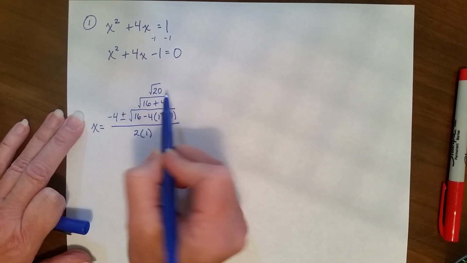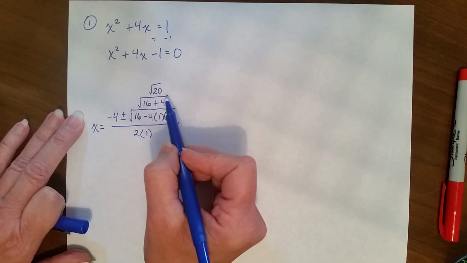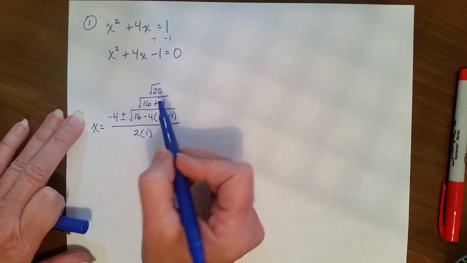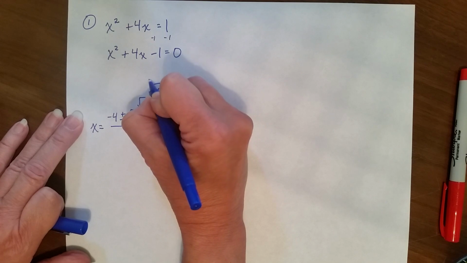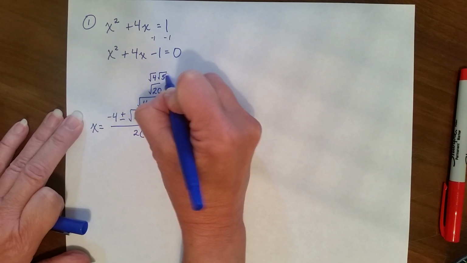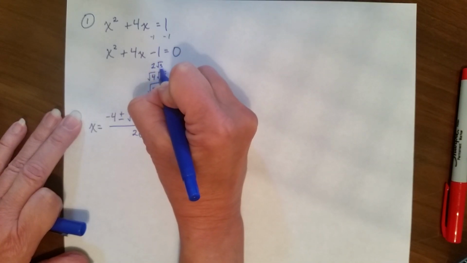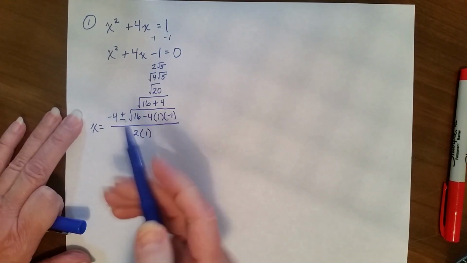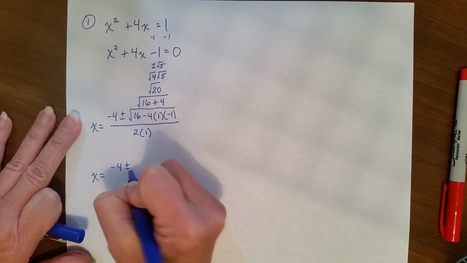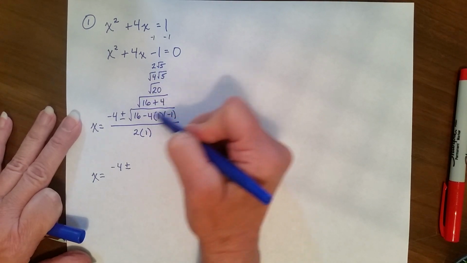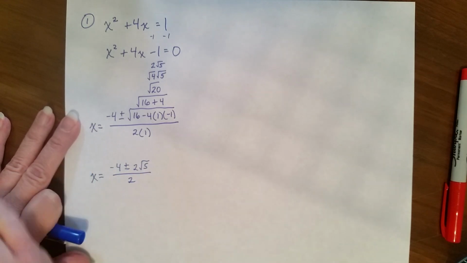Now, unlike Friday, this radical can be simplified. Okay, it's not a perfect square, but I can simplify it. The largest perfect square factor of 20 is 4. 4 times 5 is 20. The square root of 4 is 2, so that simplifies to be 2 root 5. So x equals -4 plus or minus this radical simplified to be 2 root 5, all divided by 2.